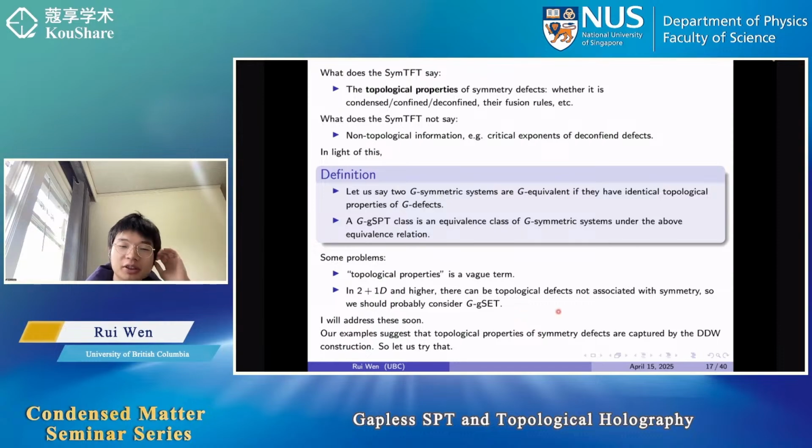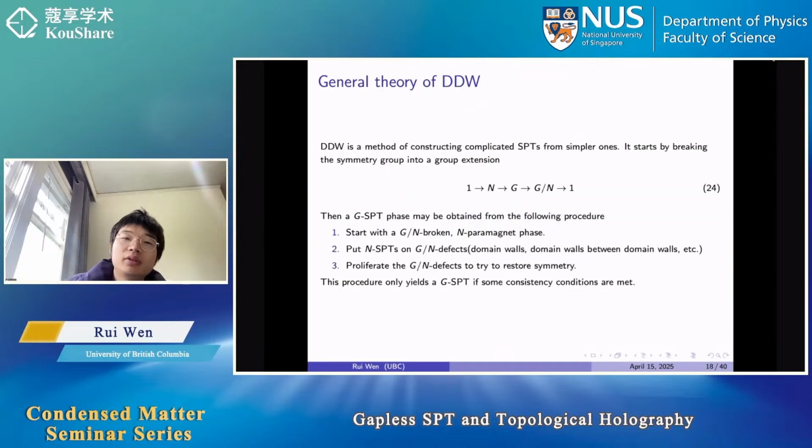And so our example suggests that these topological properties of symmetry defects are captured by the decorated domain wall construction, right? As we've seen in the previous two examples, you can basically summarize the whole thing by saying that some charge is decorated on some domain wall, and that's it. So let's just try to do that in a general case. Okay, so this is a general theory of decorated domain wall. It's a method of constructing complicated SPTs from simpler ones.